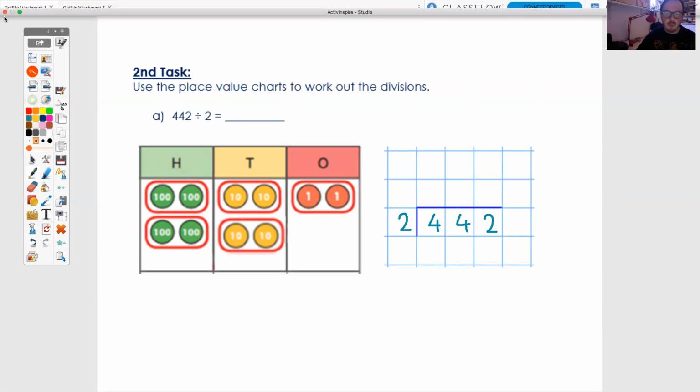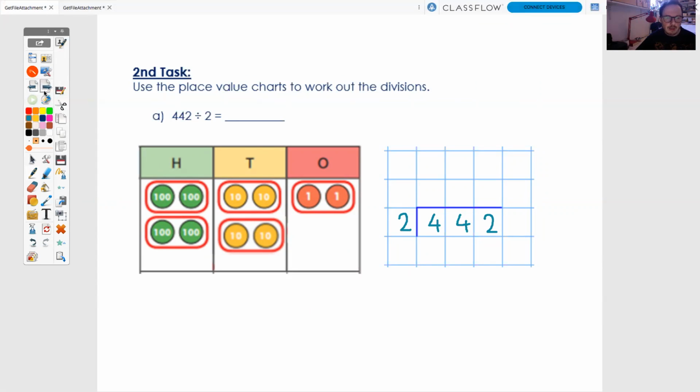How many 2s go into 4? How many 2s go into 2? And then you can work out the answer. And you can see conceptually what it looks like when you've got your answer. 2 lots of 100, 2 lots of 10, and 2 lots of 1 there. That might help you get the answer, but that's all right. We're getting used to this, aren't we?